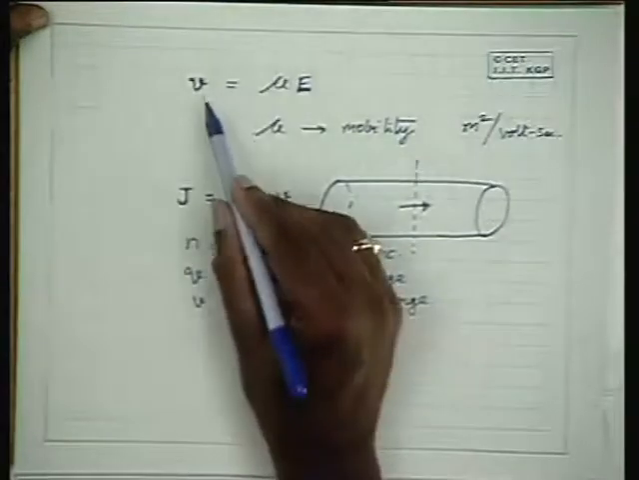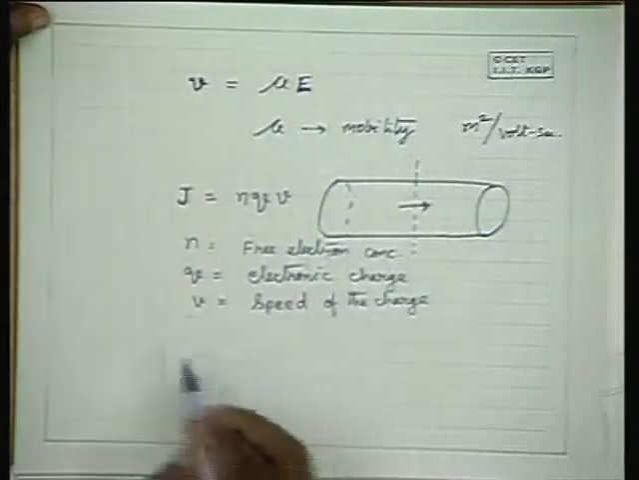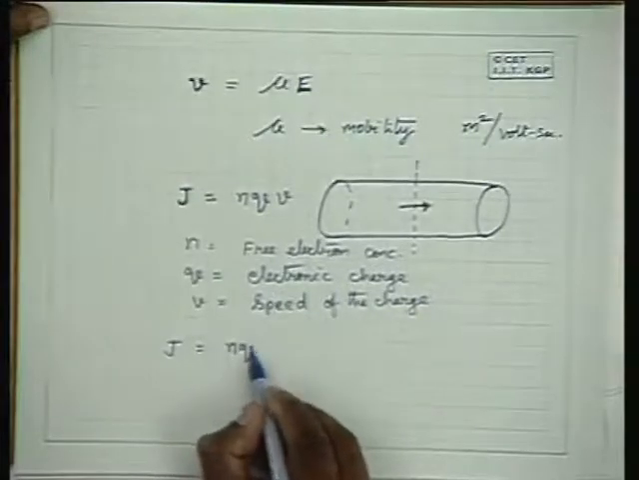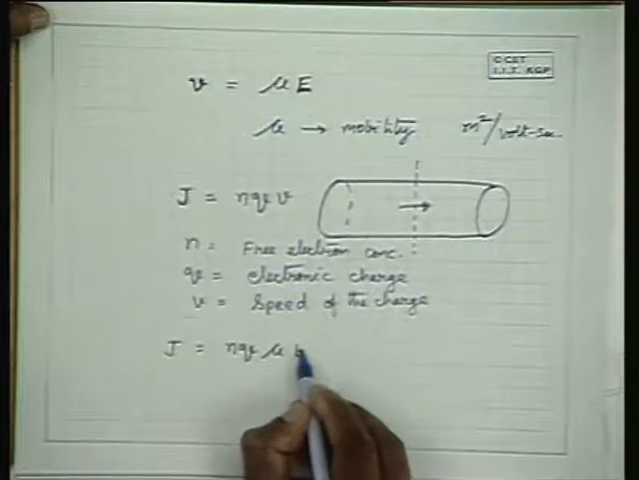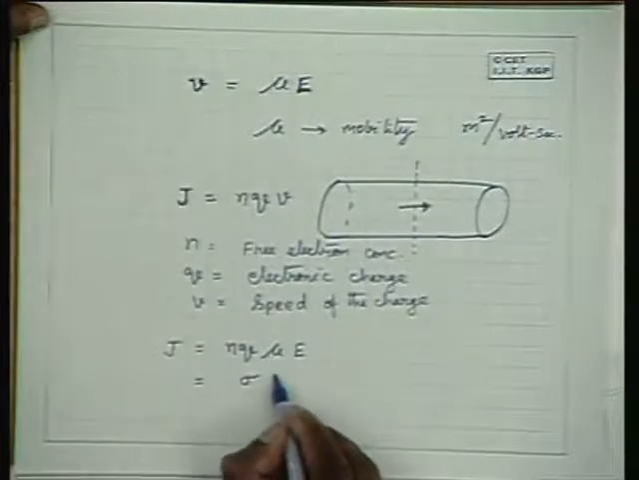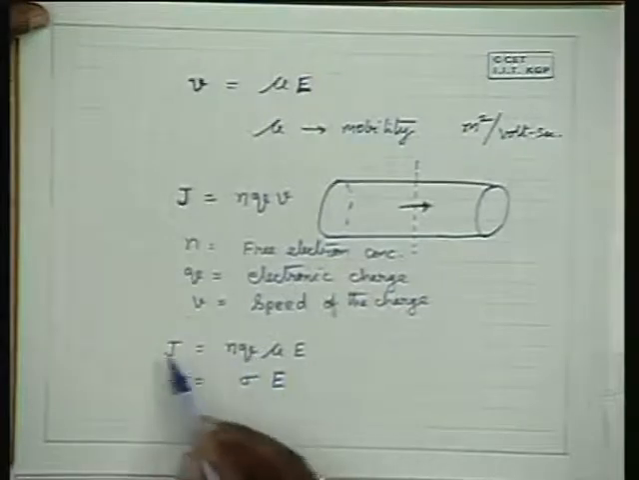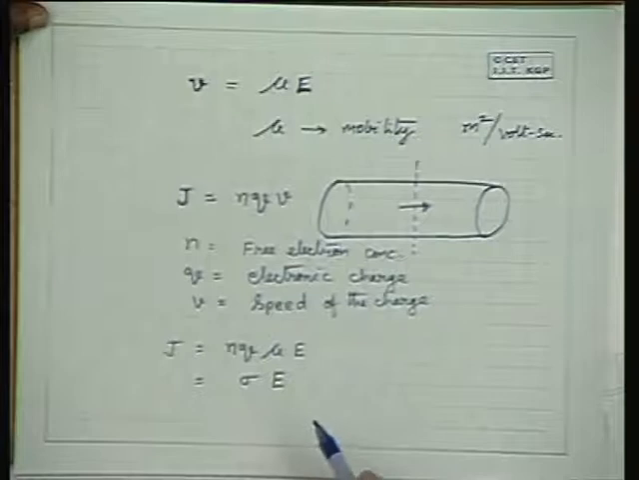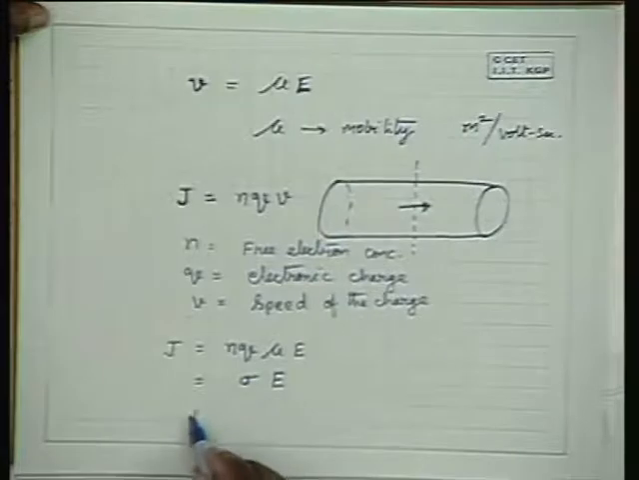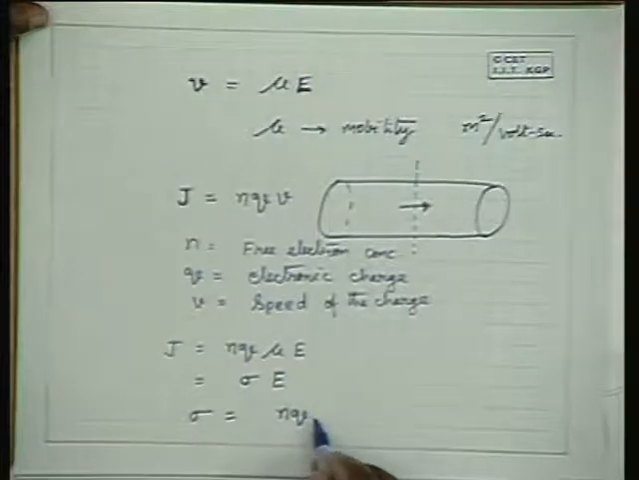Now, V is proportional to the field and V is equal to mu into E. If you substitute that in this expression, you will find that J is equal to N Q into mu into E, and this is nothing but conductivity of the material into E. So, conductivity is the current density per unit field applied. Therefore, the conductivity of the material can be given as N Q into mu.